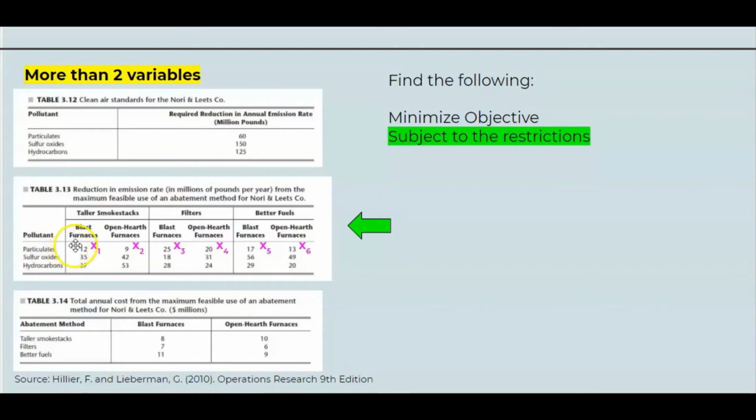Notice that each of the three columns are different. This is the taller smokestacks, this is the filters, and then this is the better fuels. Underneath each of these three different items we have the blast furnace, which is alike for all three of them, and then the open hearth, which is also alike for all of them over there as well.